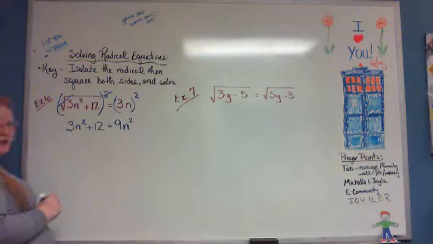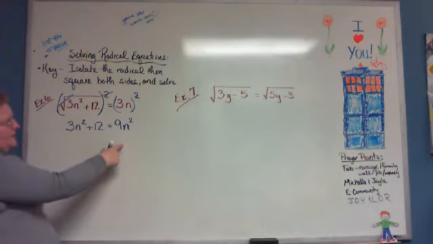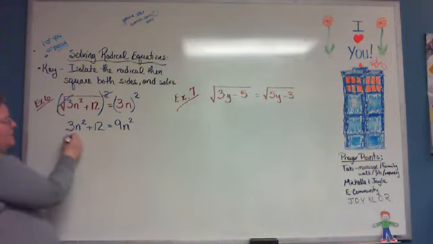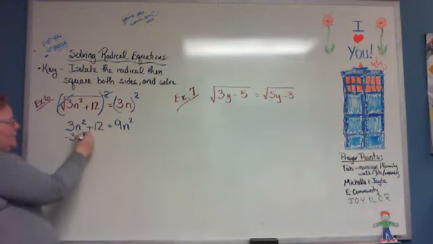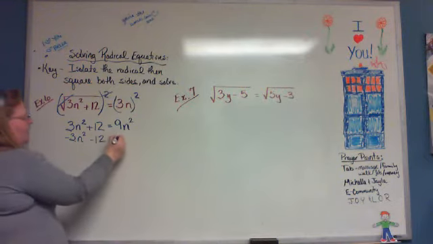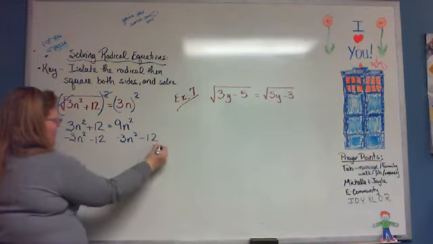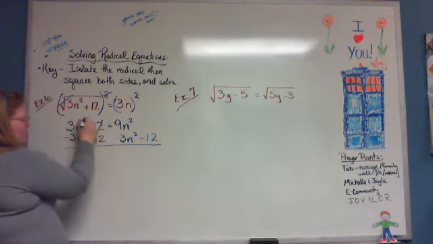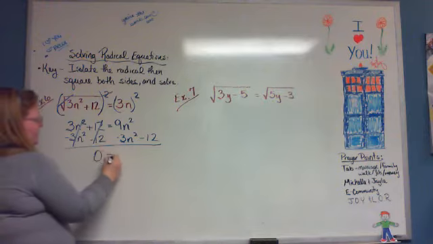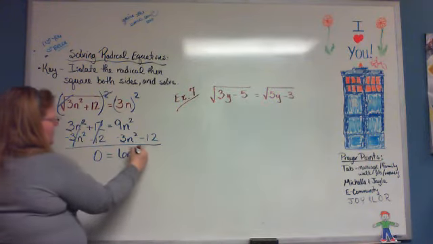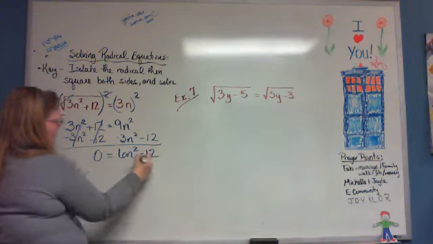When you solve with squares, that means you're going to have to factor. So everything's got to be on one side equal to 0. And I'm going to want it on this side because I need my square term to be positive. So minus 3n squared minus 12. 0 equals 6n squared minus 12.